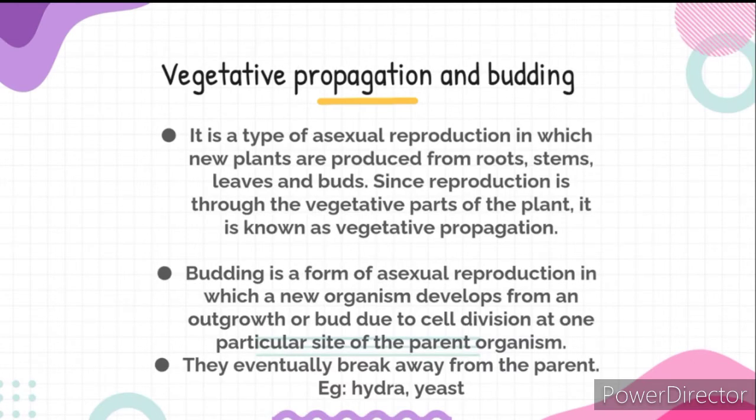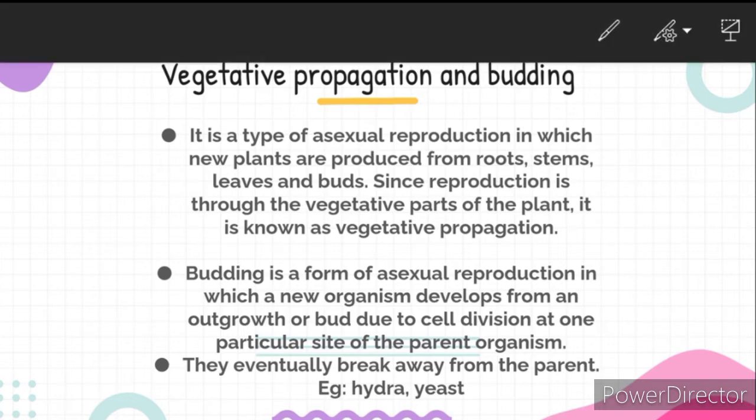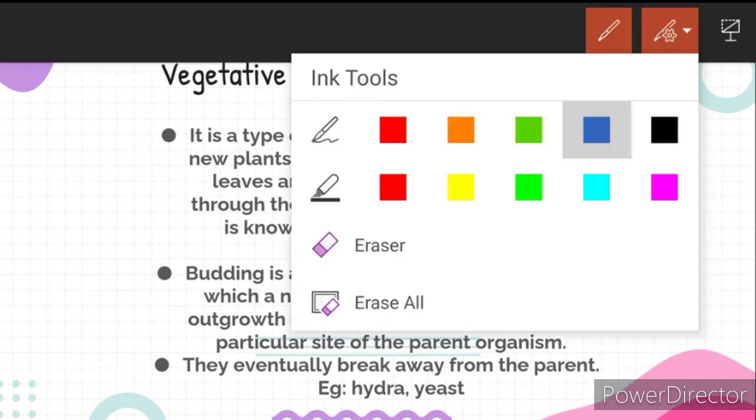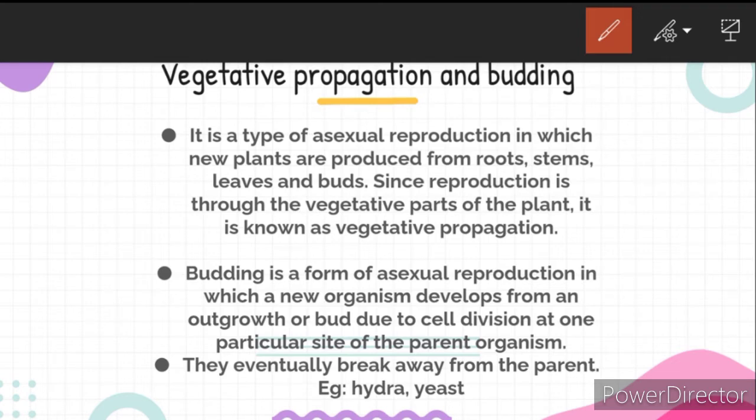Now, what are the different types of asexual reproduction? There are vegetative propagation, budding, spore formation, a lot of them. First of all, let's learn about vegetative propagation. Vegetative propagation is also a type of asexual reproduction, in which new plants are produced from roots, stems, leaves and buds. For example, you must have observed, if you have a rose plant.